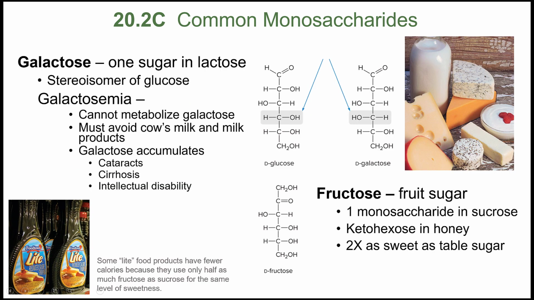Another common monosaccharide is galactose. It's one of the sugars that makes up lactose. The other sugar that makes up lactose is glucose. Galactose is a stereoisomer of glucose. Between glucose and galactose, they only have one chirality center that is different.